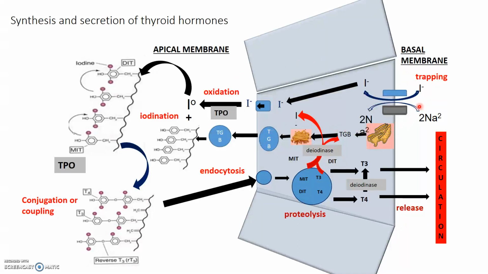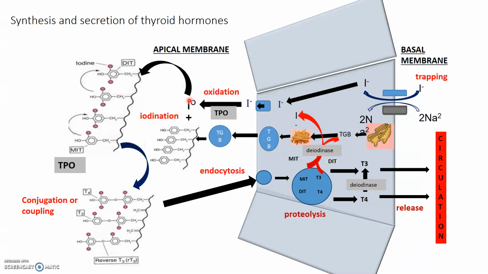The second step is oxidation. In parallel with the secretion of I minus into the follicular lumen, the follicular cells also release thyroglobulin into the lumen. This thyroglobulin contains tyrosyl groups, to which this I minus will attach. But I minus cannot attach directly.